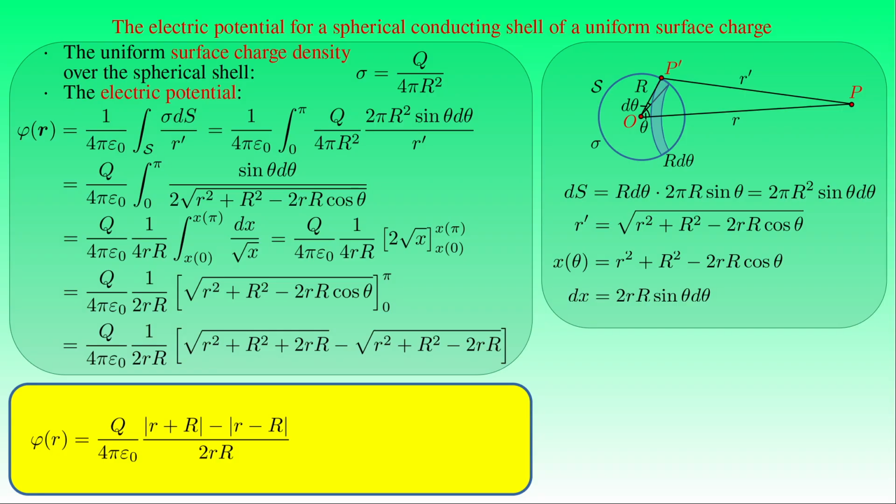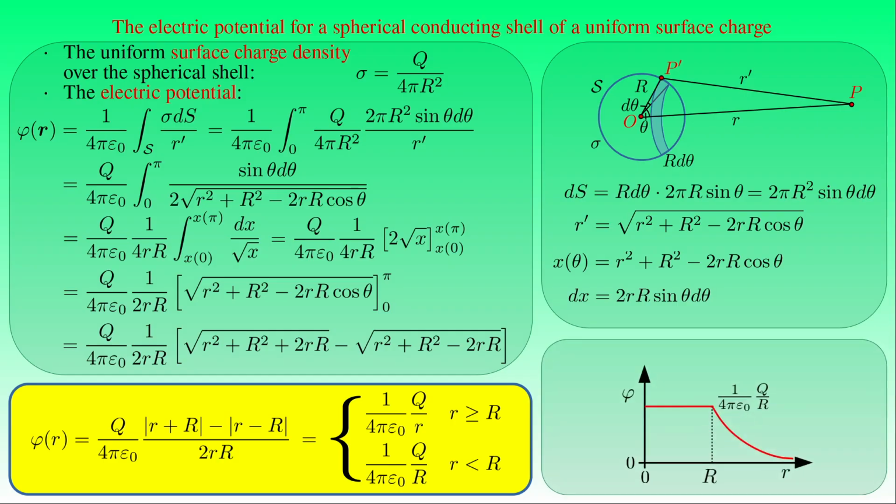We can expand this expression and write the potential as 1 over 4 pi times epsilon naught, times the total charge Q divided by the distance r, if the distance r is greater than or equal to the radius capital R, and 1 over 4 pi times epsilon naught, times the total charge Q divided by the radius capital R, if the distance r is less than the radius capital R. The plot of the electric potential as a function of the distance r shows that phi is constant within the uniformly charged spherical shell, and it is inversely proportional to the distance outside the spherical shell.